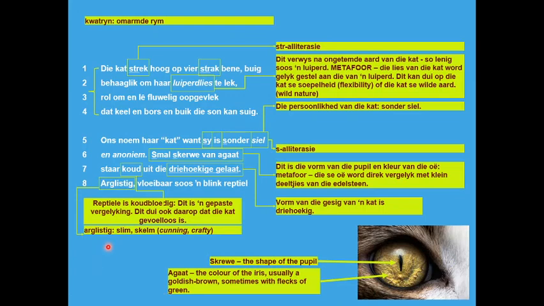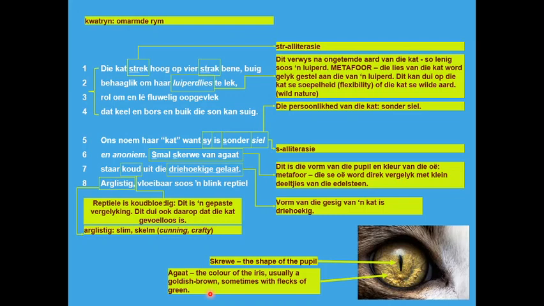Arglistig, we said, is skelm of slim of cunning or crafty. Alright? Just to give you a visualization, of course, of what the cat's eyes look like. Die skerwe of skrewe is that thing, the pupil, whereas a heart is the color of the cat's eye. Usually a goldish brown, sometimes with flecks of green as well.